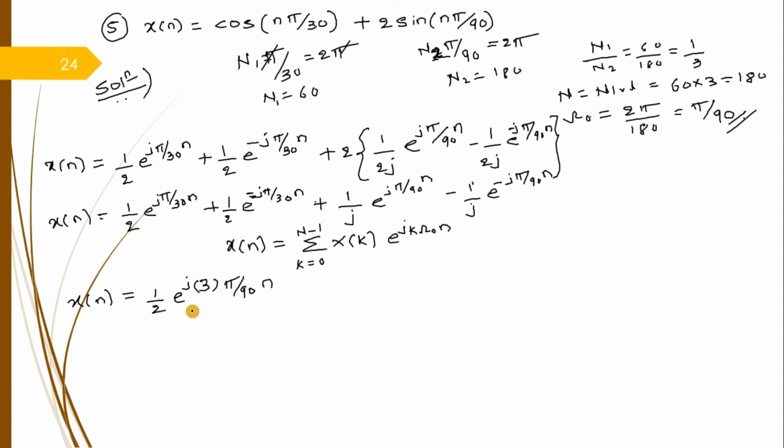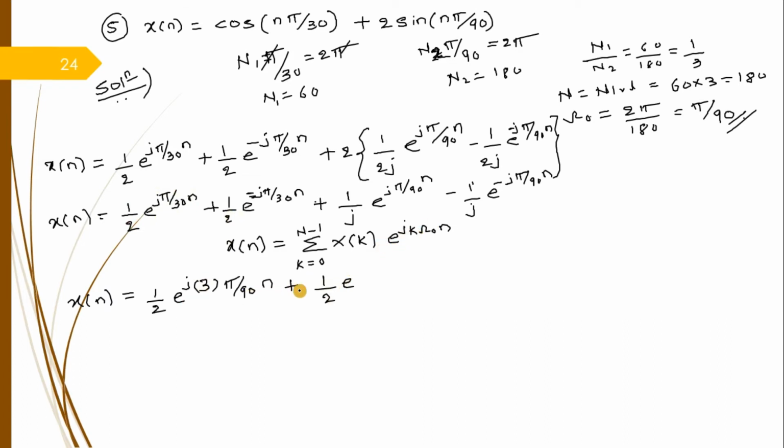So if I write 3 here, 3 ones are 3, 3 30s are. So it will give you pi by 30. That's absolutely correct. So it is the term for x of 3. For k is equal to 3, this is the term. Similarly for this, plus 1 by 2 e raised to, standard form is here.